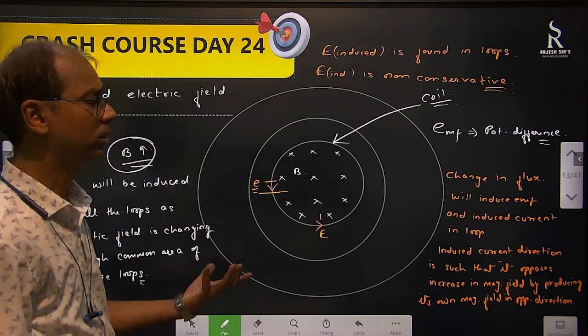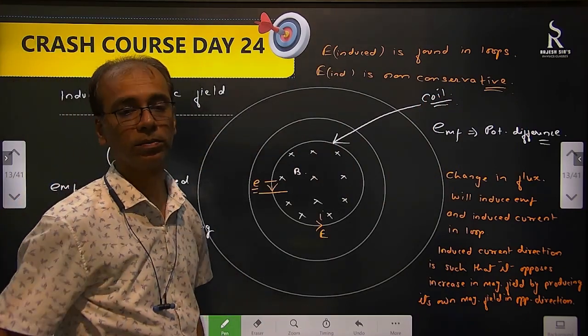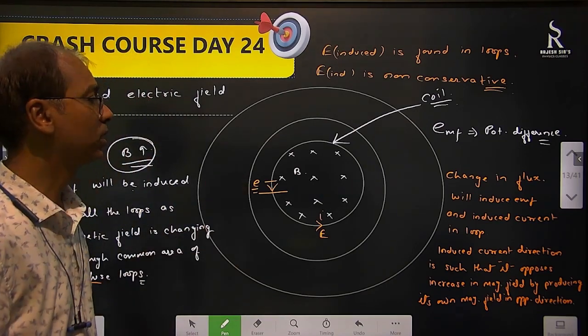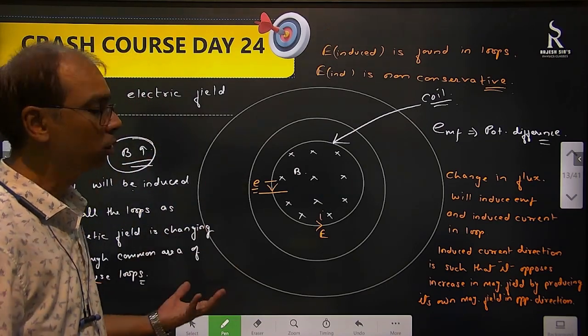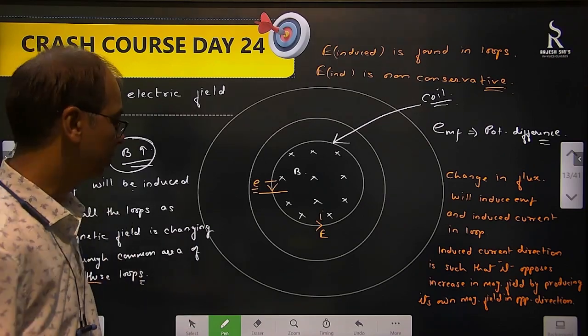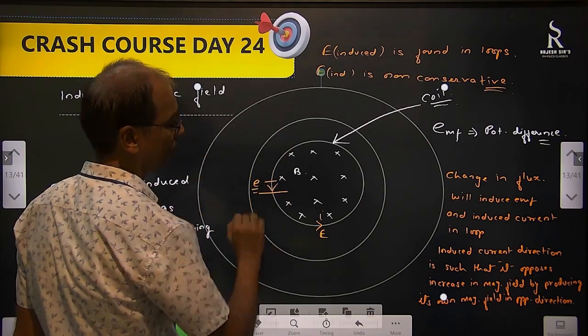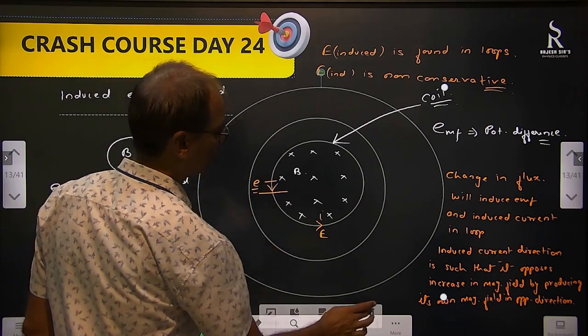Sometimes a reason-assertion question can also be asked on this. So E induced is non-conservative. How to find its value? To find its value, I'll just remove one of the loops.